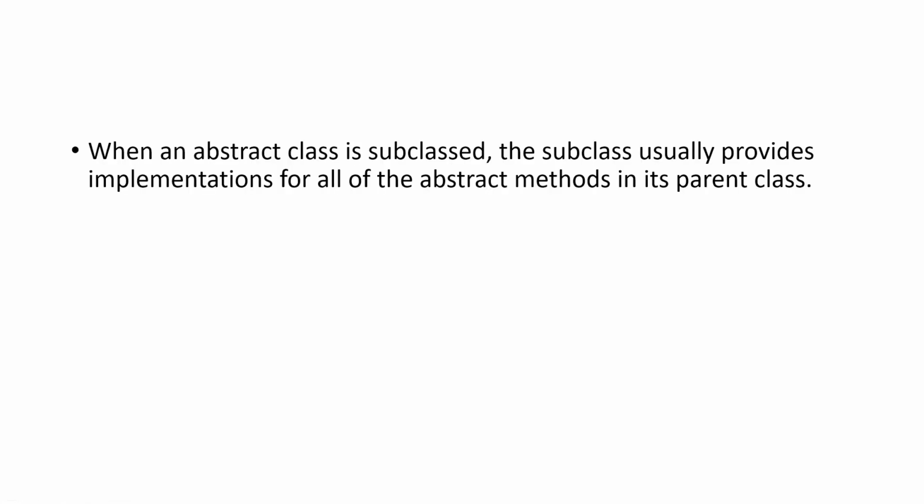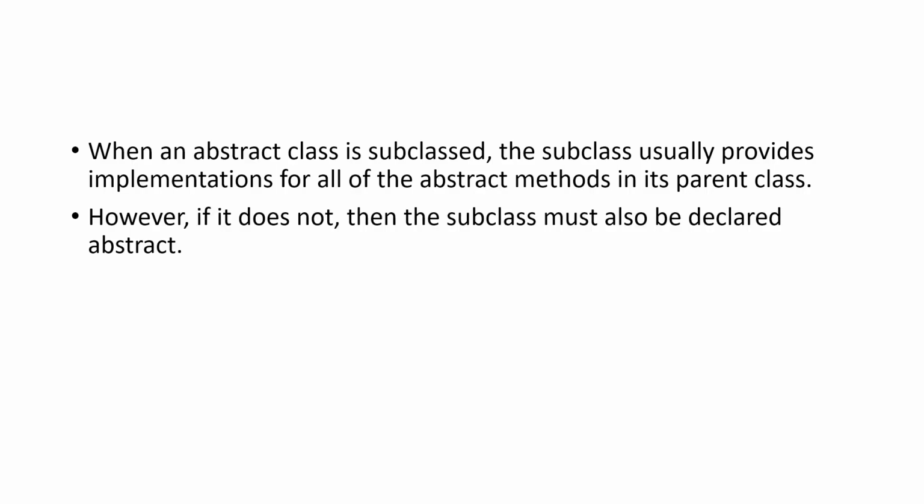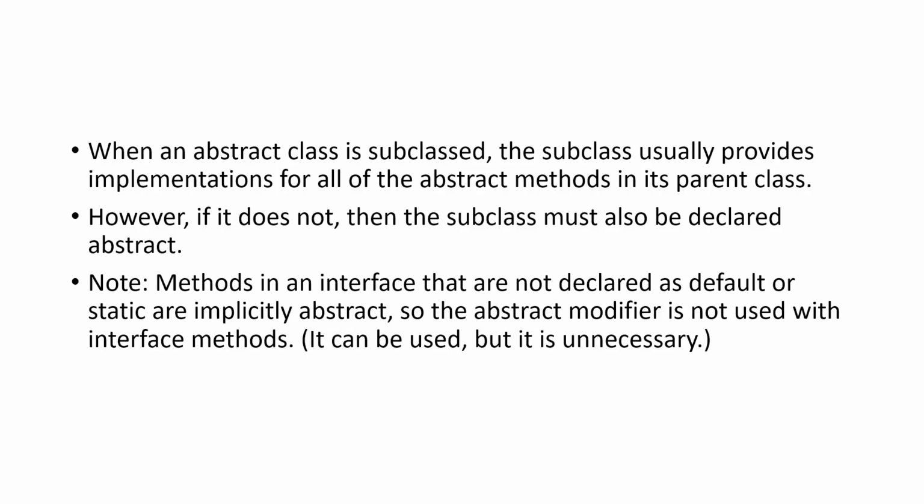When an abstract class is extended or inherited or subclassed, the subclass usually provides implementations for all the abstract methods in its parent class. Why usually? Because if it does not, then the subclass must also be declared as an abstract class. Note that methods in an interface that are not declared as default or static are implicitly abstract, as you have already seen in the previous videos. So the abstract modifier is not used with interface methods. It can be used, you won't get any error, but it is unnecessary.